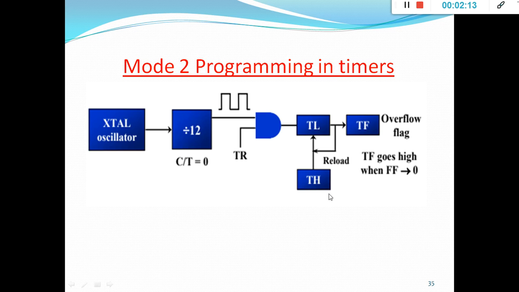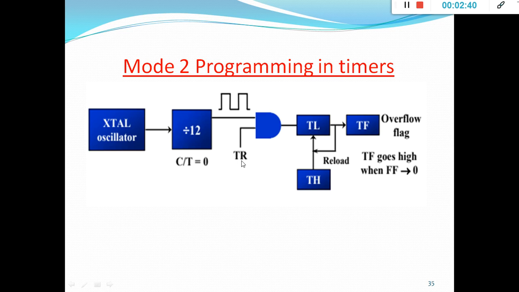After TH is loaded with the 8-bit value, the 8051 gives a copy of it to TL. So whatever initial value you load in the range of 00 to FF, the 8051 gives a copy of it to TL. The same value is copied in the TL register. Then the timer must be started, when the value is copied in TL.